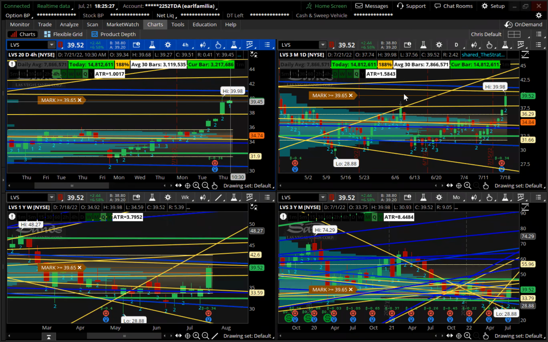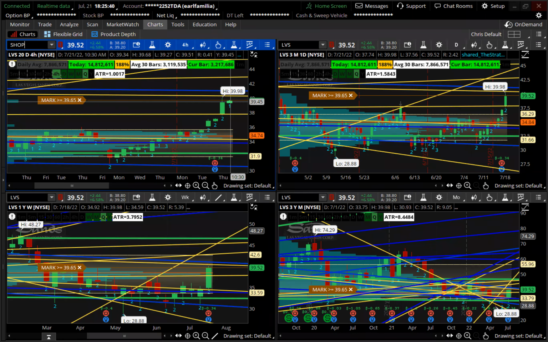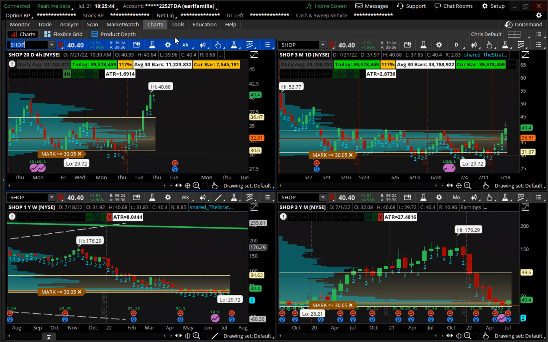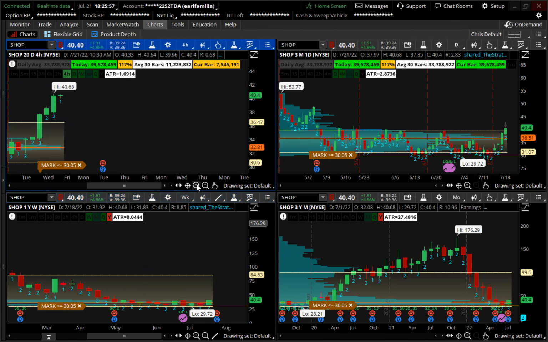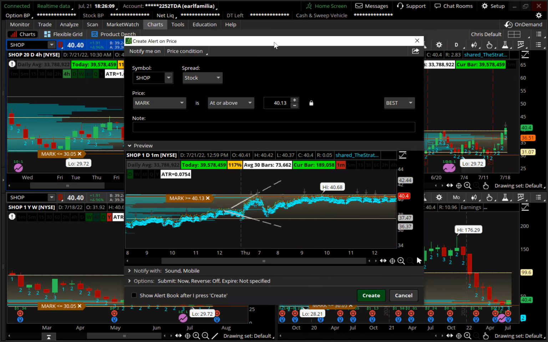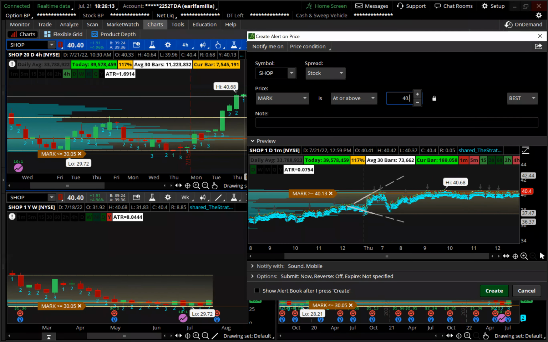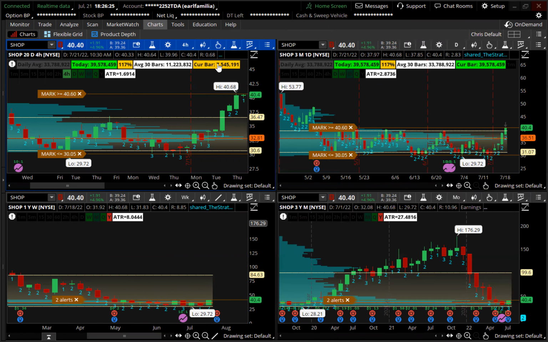Okay, next one on the list here. Let's keep it rolling. Oh, we got Shopify. Some folks were asking about Shop earlier. So we got Shop inside 4 hour. We're 2 up on the week, 2 up on the day. Outside month, interesting. And looks like we're looking for a possible continuation tomorrow. So got 212 on the 4 hour, and that's above 40.64. Man, Shopify, 40 bucks. That's crazy. Okay, that's Shopify. Let's keep going.